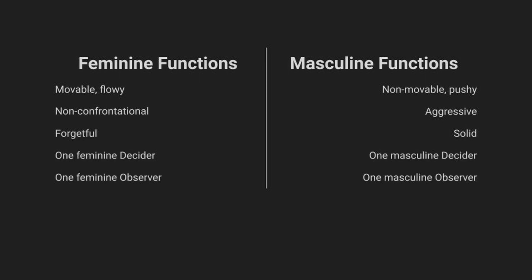Feminine and masculine functions come in pairs. One of your deciders is always feminine and the other is masculine. It's the same with the observers. This means that people aren't simply feminine or masculine. Everybody has a feminine and a masculine side. The question is rather, what are your feminine and what are your masculine parts?